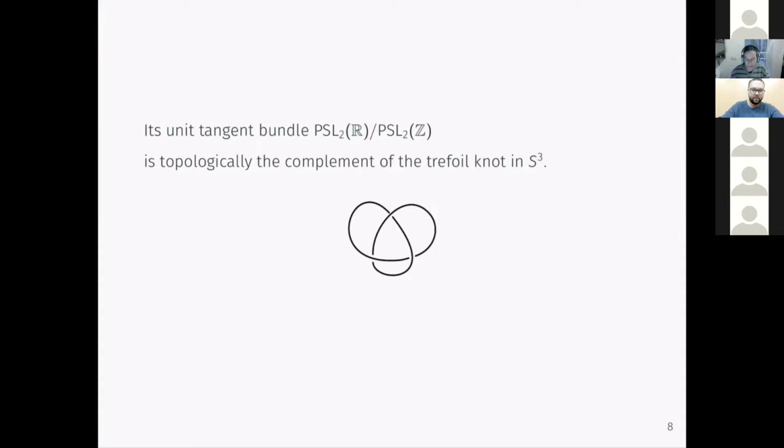Okay. So this trefoil knot is this knot here, and every point outside the trefoil knot corresponds to a point and direction on a surface, and therefore this geodesic flow is defined there.